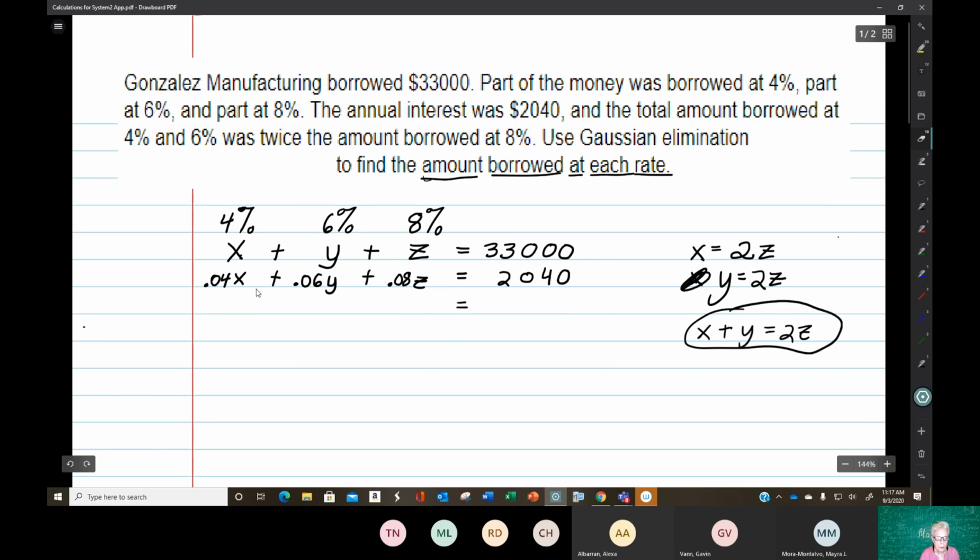Okay, so here we go. Miss Barbara, why did you put 2z minus 2z equals 0? Oh, you're going to see this in just a minute. I'm going to do it again. Okay? I am going to guess that what they're saying is that x plus y equals 2z.